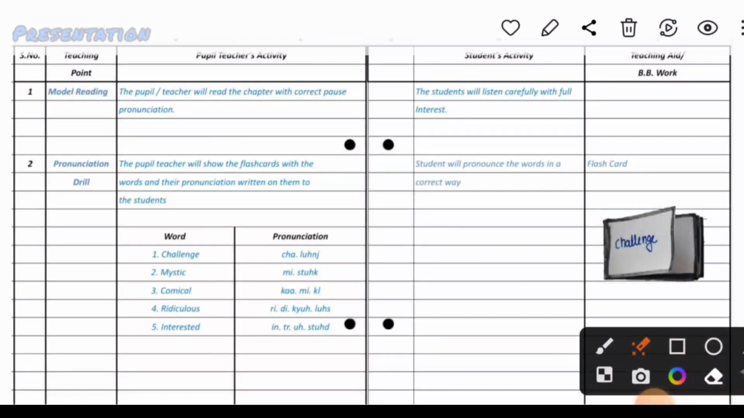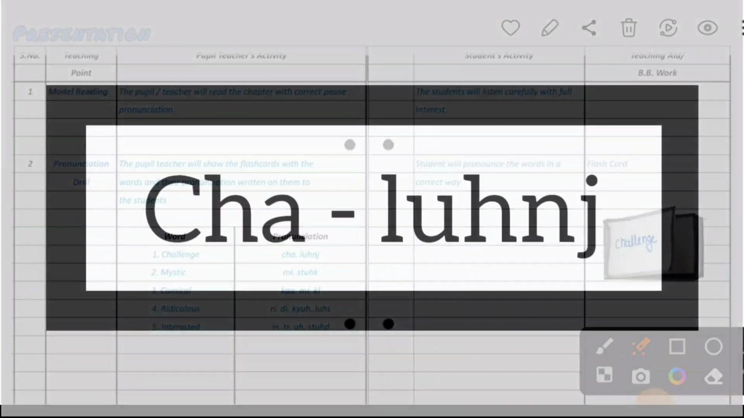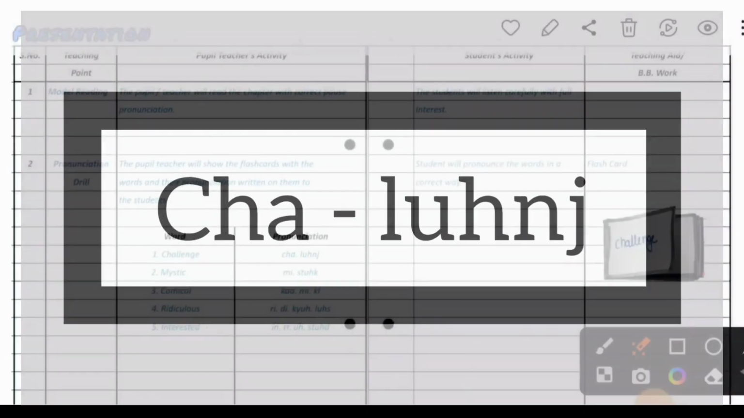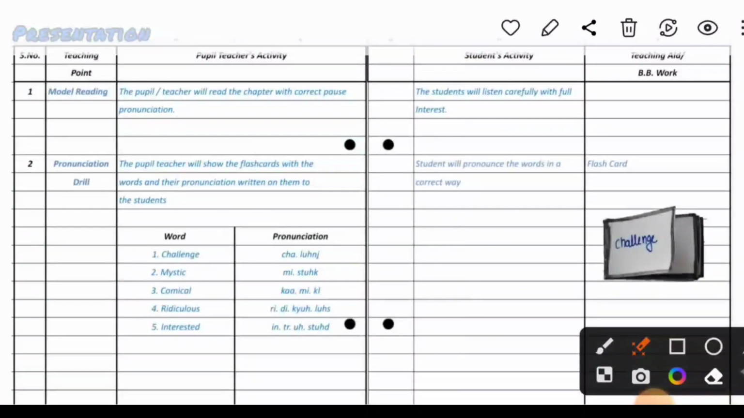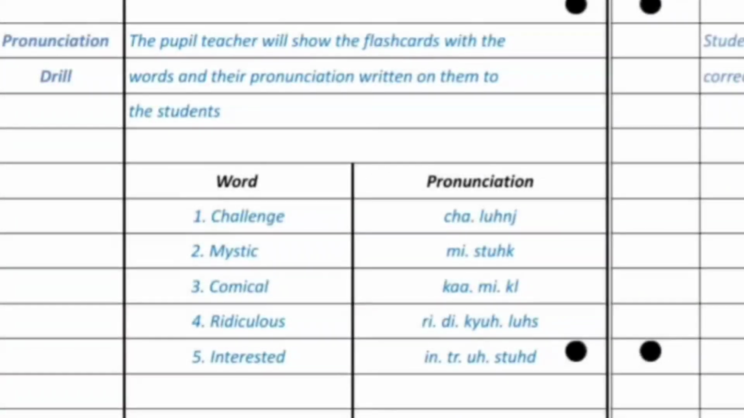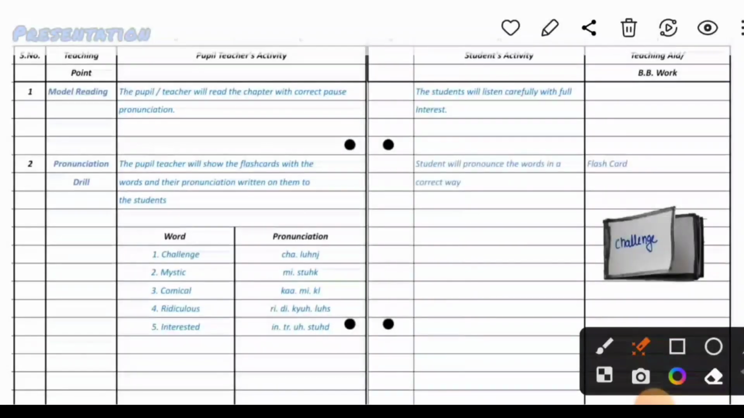For this purpose, we should take at least 5 to 6 words. First of all, we will show the whole word to the students, and then we will show its pronunciation to the children, which will be written on the other side of the flashcard, and pronounce it in the correct manner. Then we will ask the students also to pronounce it correctly. For teaching pronunciation, we can break the words into syllables like this. Or it would be better if you check the pronunciation on Google. For example, you have to check the pronunciation of the word challenge on the net.